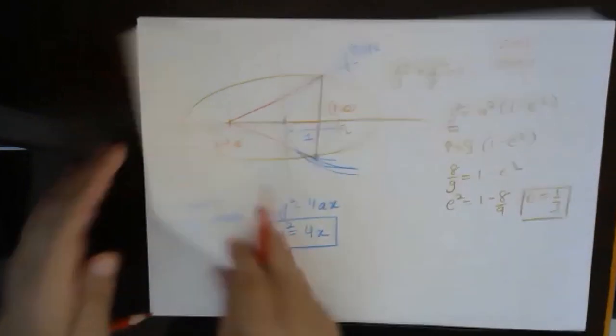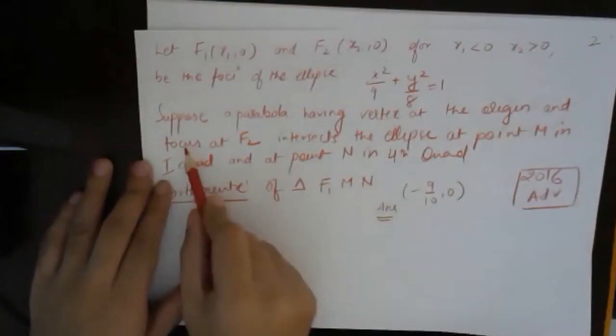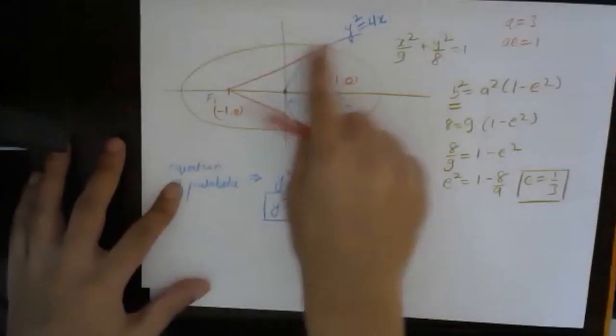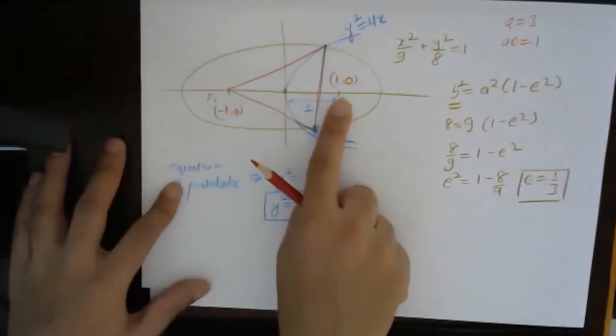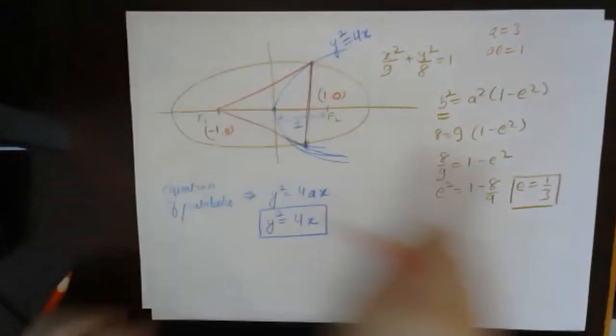They have given now a parabola having vertex at the origin and focus at F2. So they have given that you have to form an ellipse such that the foci is at the F2 point. Understood?